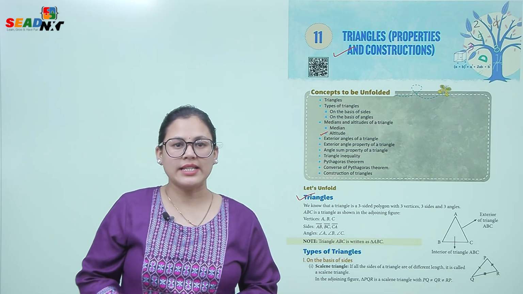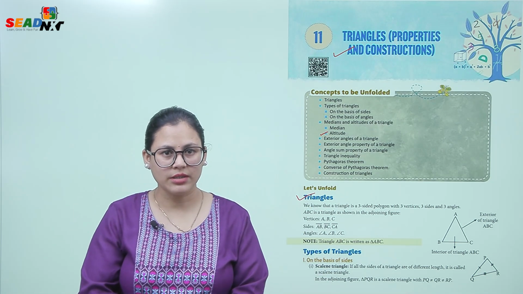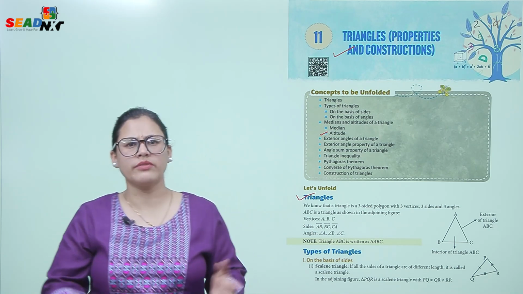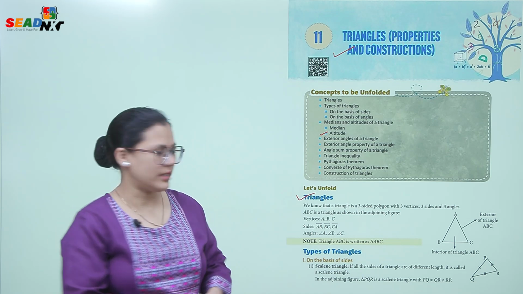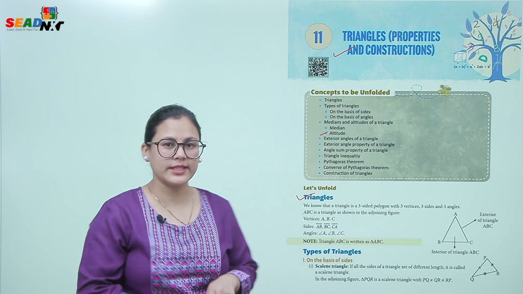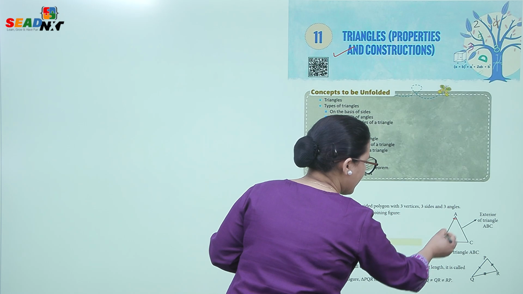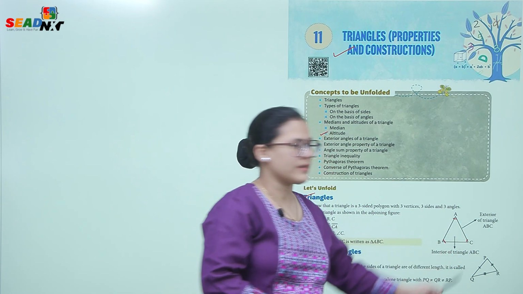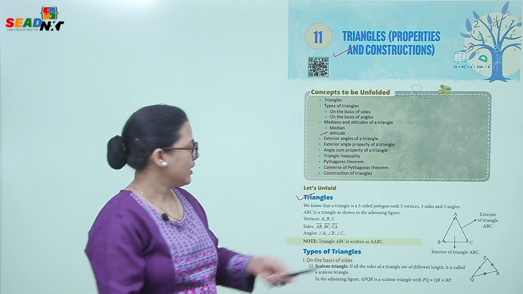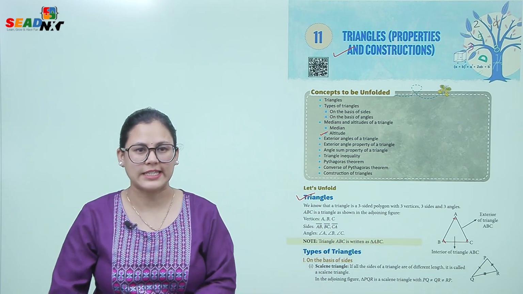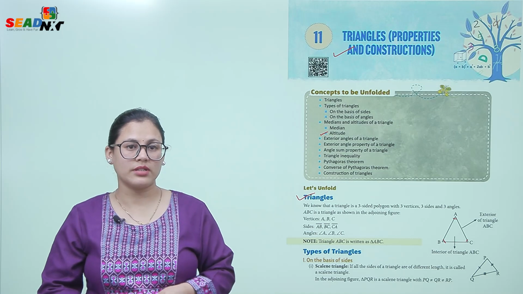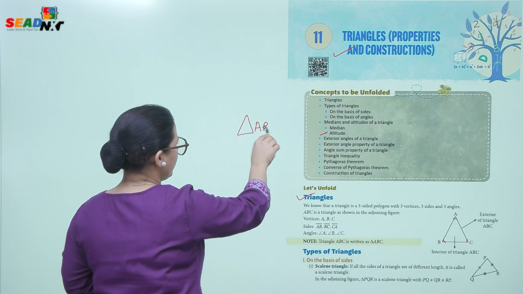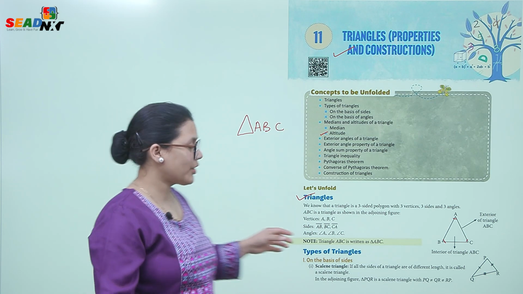We know that a triangle is a three-sided polygon with three vertices, three sides and three angles. We are already familiar with it. ABC is a triangle as shown in the adjoining figure. Vertices means corners: A, B, C. Sides: AB, BC, AC. Three sides. And angles: angle A, angle B, angle C. Note, triangle ABC is written like this. This is the symbol of triangle. Triangle ABC.